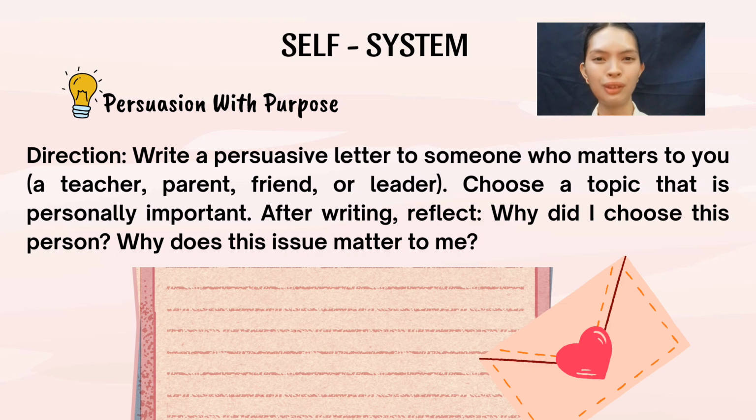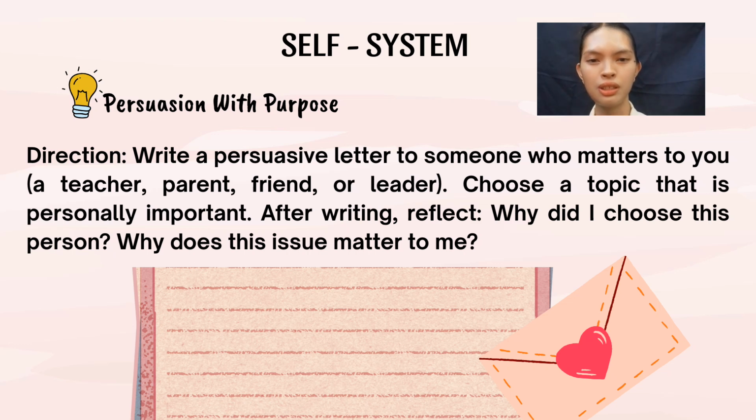And level 6, the last level of this taxonomy, is the self system. The self-system level is the highest because it involves personal values, goals, and motivation. It asks, why does this matter to me and why should I care? So my activity here is they will write a persuasive letter to someone important with reflection.